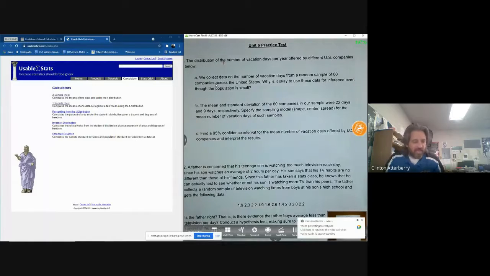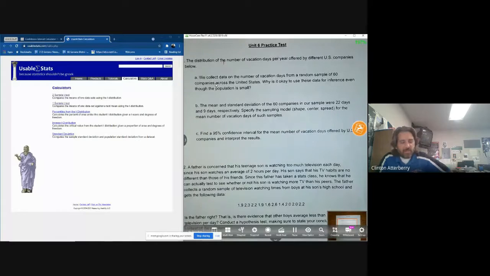It says vacation days. The distribution of the number of vacation days per year offered by different U.S. companies is below. We collect data on the number of vacation days from a random sample of 60 companies across the United States. Why is it okay to use these data for inference even though the population is small? Okay, for a question like this, you got 60 companies across the U.S. Obviously, there's a lot of companies in the United States, and so a sample of 60 sounds kind of small.